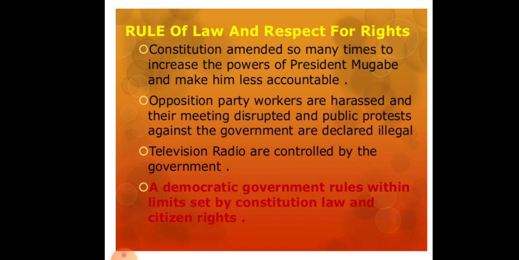There was a law that limited the right to criticize the president. Television and radio were controlled by the government and gave only the ruling party's version. There were independent newspapers, but the government harassed those journalists who went against it, and so on. So it is not a democratic government. A democratic government rules within limits set by constitutional law and citizens' rights.